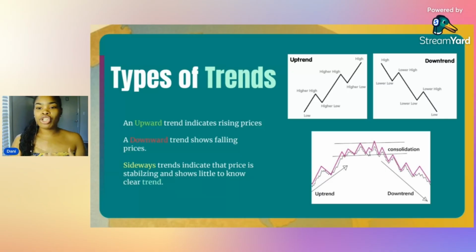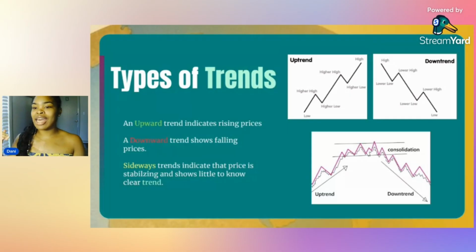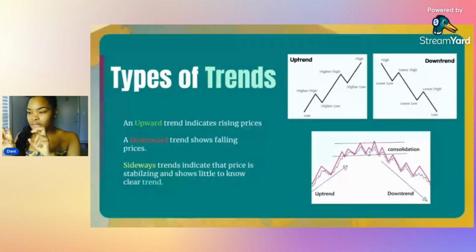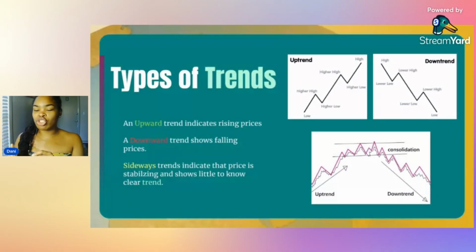In an uptrend, you have what's called higher highs and higher lows. A downtrend is the opposite, where you have lower highs and lower lows. And in consolidation, we are experiencing what's called a sideways trend, where price is stabilizing within a certain range. And there's no real clear direction, right? You just know this is the high and this is the low.